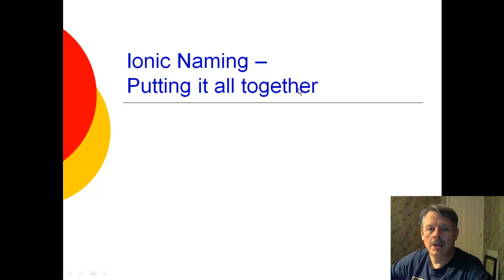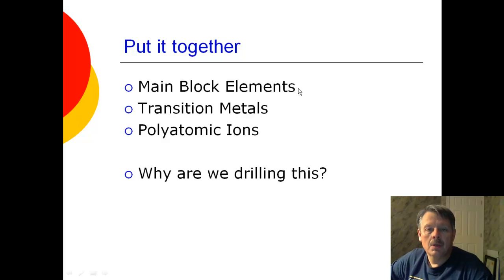Alright folks, we're going to do ionic naming, putting it all together. I'll warn you, this thing's only 6 slides long, so it happens quickly. Alright, so please focus. When we put it together, you have to be able to identify cations that are in the main block, transition metals, and anions in the main block, transition metals, and polyatomic ions.